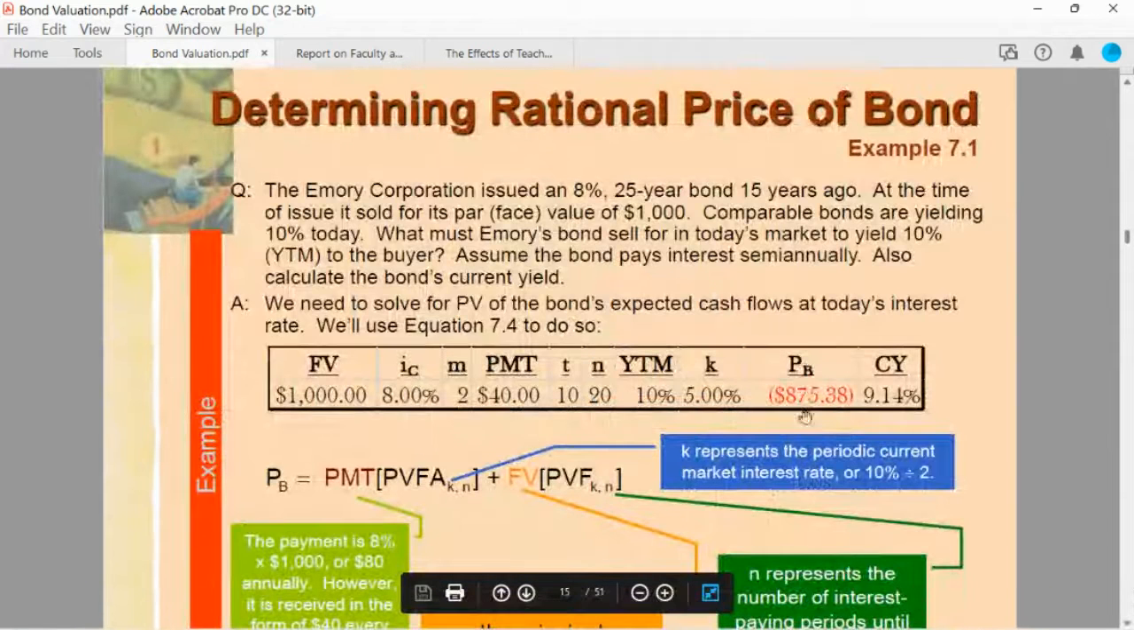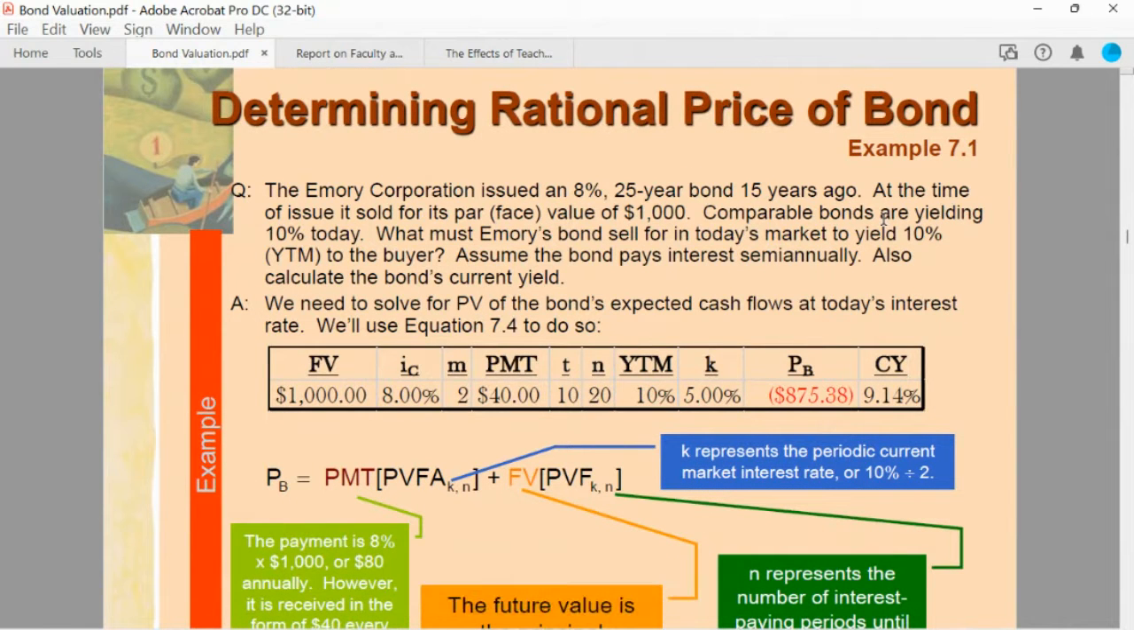So here it is, the way it is worded, right? Comparable bonds, it says comparable bonds. Now you get what it means. Comparable bonds are yielding 10% today. What does that mean? This is the discount rate, right? And from this, you can tell, oh, coupon rate is 8%, but the discount rate is 10%.